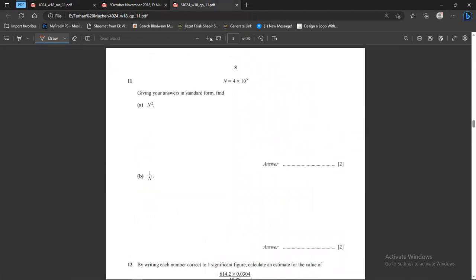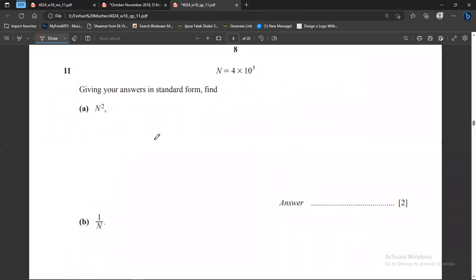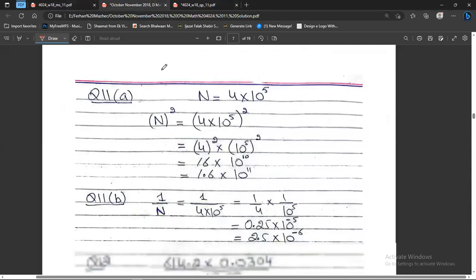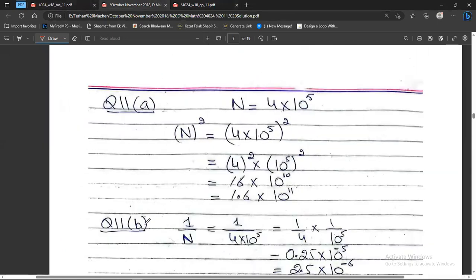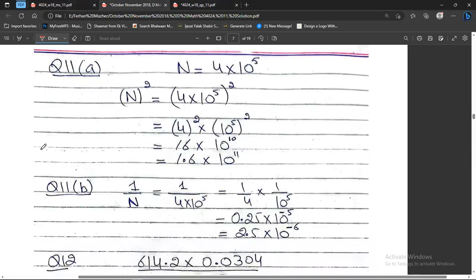Okay, so the next question is question number 11, and we have the A part. It says n is equal to 4 times 10 to the power 5. Give your answer in standard form. Find n squared. So we have to square it. Square will apply to both the 4 and the 10 raised to power 5. So 4 squared will be 16, and 10 raised to power 5 squared, that will be power of a power, so we multiply. So it will be 10 raised to power 10.